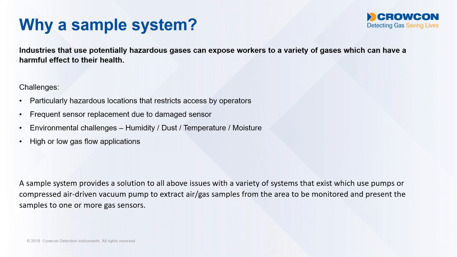And that is going to improve the overall cost of ownership and reduce risk for operators having to enter that potentially hazardous location, by removing it from that location into a safe area. So all of these things that we've touched on here, a sample system provides that solution to it. And there's a variety of different system types which we're using, either pumps or compressed air-driven vacuum pumps, which is extracting the air away from the location and enabling us to monitor in a safe area and present samples to one or more gas sensors that are located in the sample system enclosure that we've predefined.